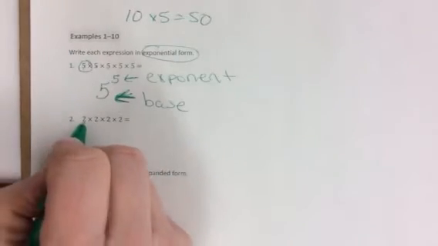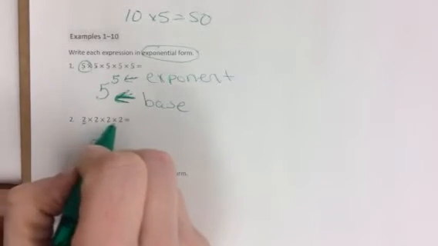So what would be the exponential form for number 2? The base is 2. Instead of saying 2 times 2 times 2 times 2, count how many there are. 4 would be your exponent. 2 to the 4th power.